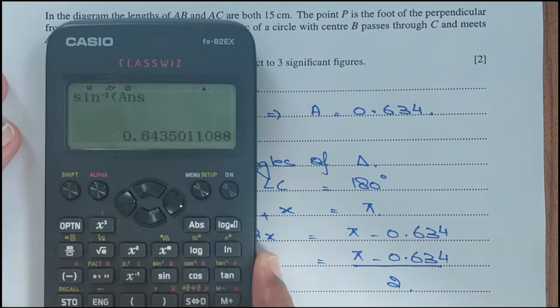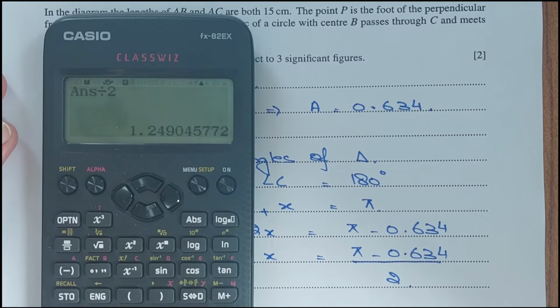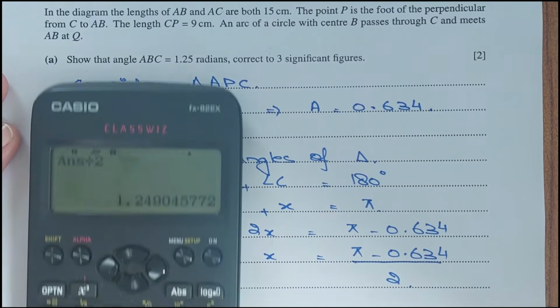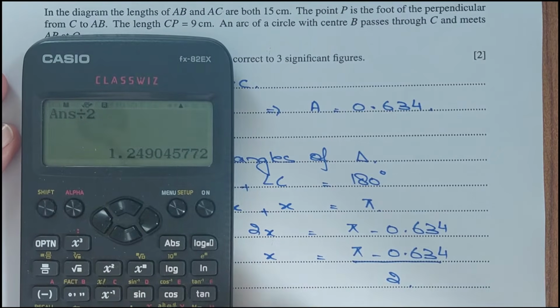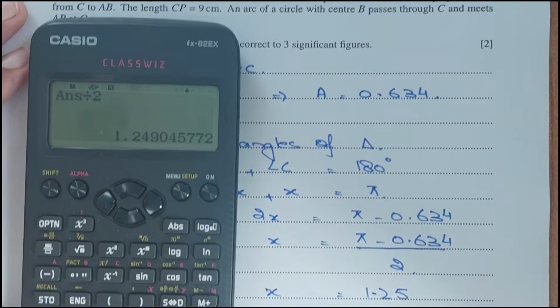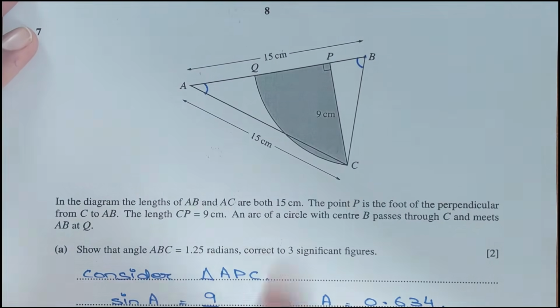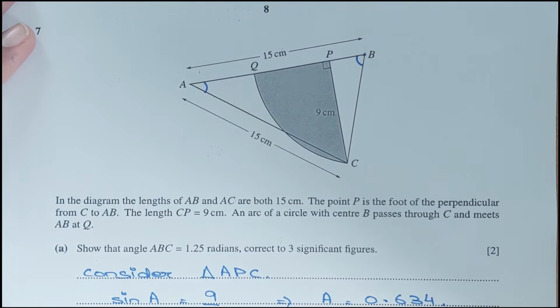Okay, so we can say pi minus the answer, divided by 2. This is 1.249 up to 3 significant figures. You need to round to 3 significant figures, so 1.25. So the angle x, this angle B, is 1.25 radians.